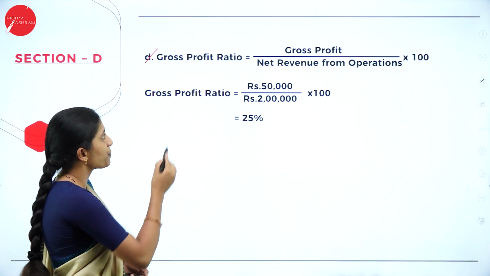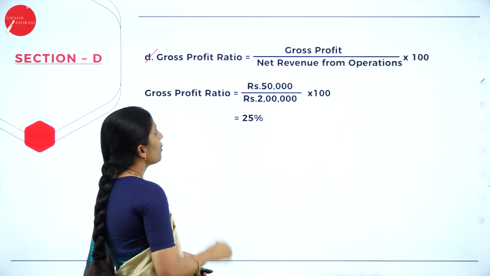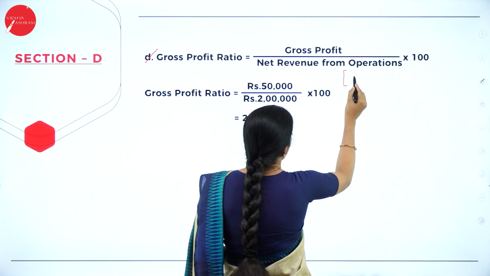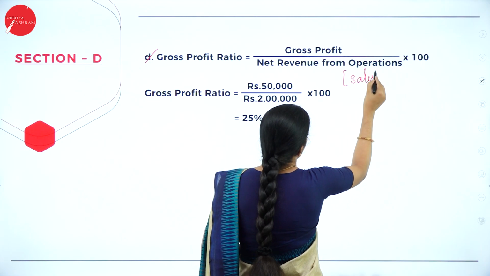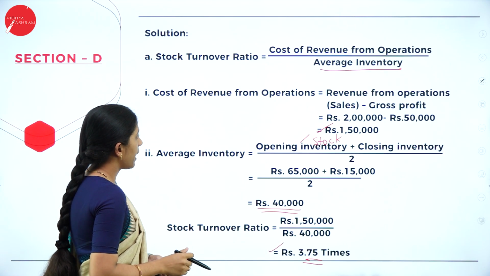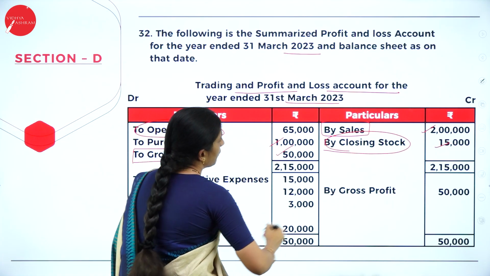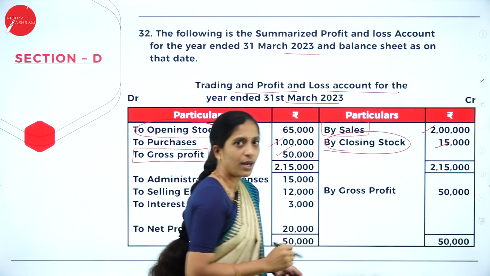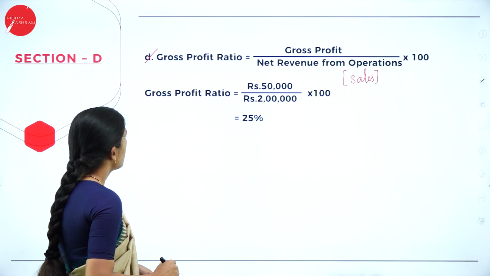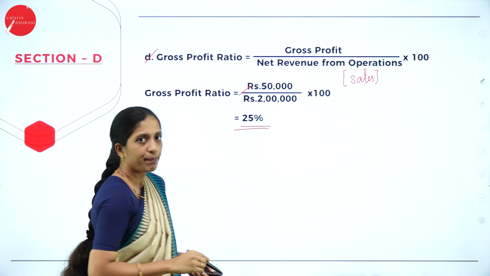Now moving on to the next one, that is under profitability ratio, gross profit ratio. Your formula is gross profit divided by net revenue from operations into 100. Now what is this net revenue from operations? It is nothing but your sales. Gross profit they have already given in the question. So gross profit 50,000 divided by 2 lakh into 100, that is 25%.